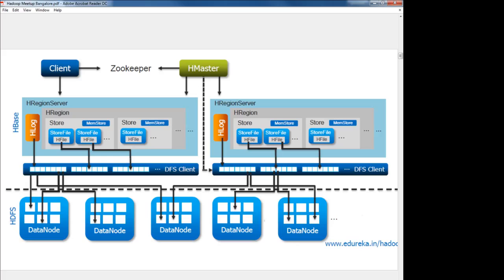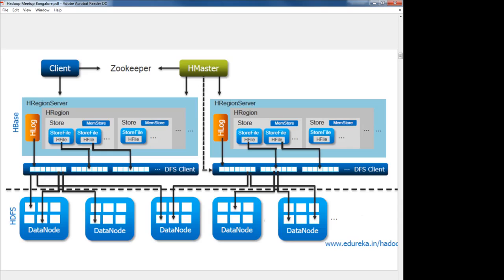Yeah, this part. So this is the region server, which is basically one node. These HFiles are basically column families. So you have one store which represents one column family, and this is the second store which represents the other column family. This is the HLog, which represents the WAL, that is the write-ahead log.